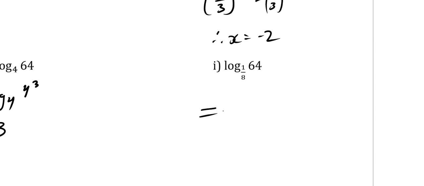So how would I rewrite this one? I would do log base 1 over 8 and then I want to write 1 over 8 with some exponent. So I need to flip it because 64 isn't a fraction, so I need to flip it so it's going to be negative. And what exponent do I put on 8 to give me 64? 2. And so this equals negative 2.